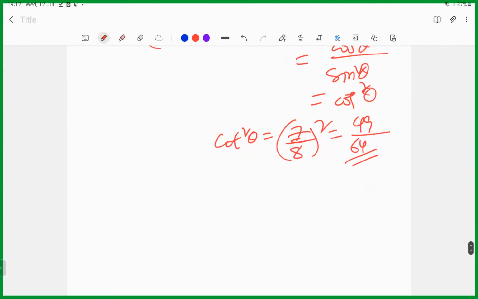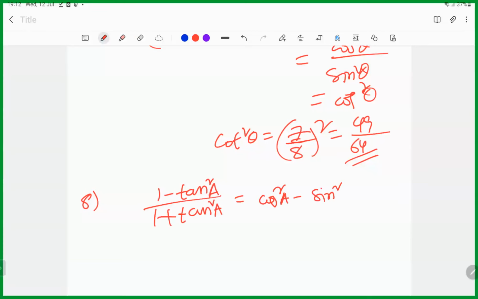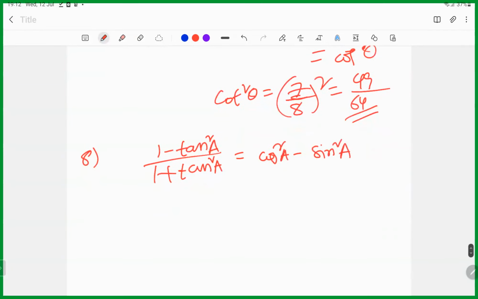So next sum is prove that 1 minus tan square a by 1 plus tan square a equal to cos square a minus sin square a. How to prove this one? One plus sin square a by cos square a, take the LCM. Then cos square a minus sin square a by cos square a, over cos square a plus sin square a by cos square a. Cos square a cancelled out, cos square a plus sin square a will be 1. So numerator will be cos square a minus sin square a.